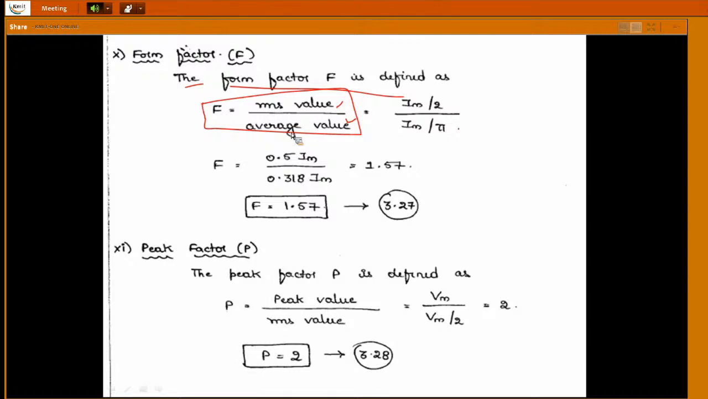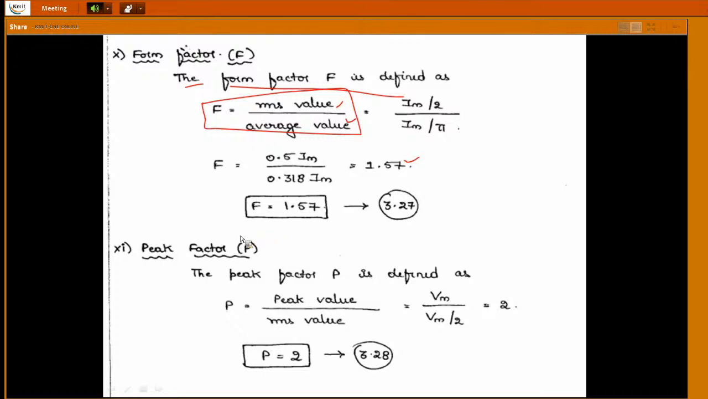Another name for average value is the DC value. RMS value is Im by 2. Average value is nothing but Im by pi. From this, if you calculate, you get 1.57 as the form factor. The form factor is defined as RMS value to average value. Now, the form factor is 1.57.